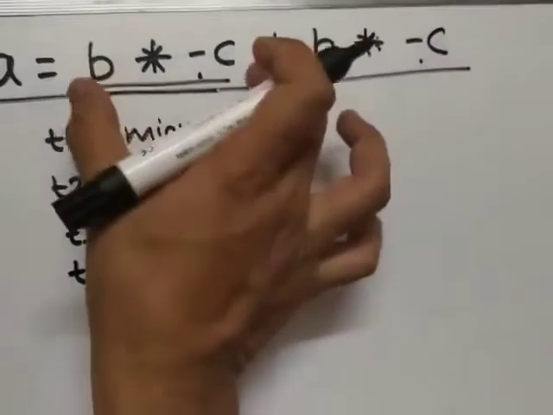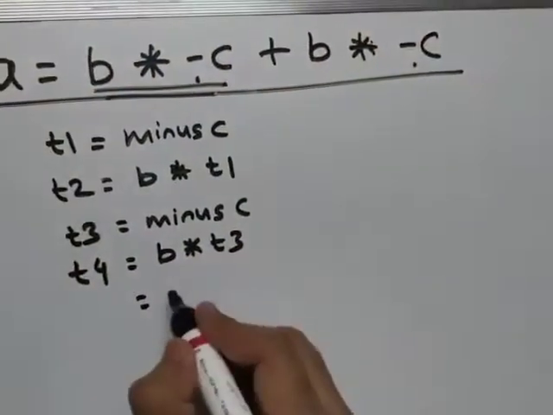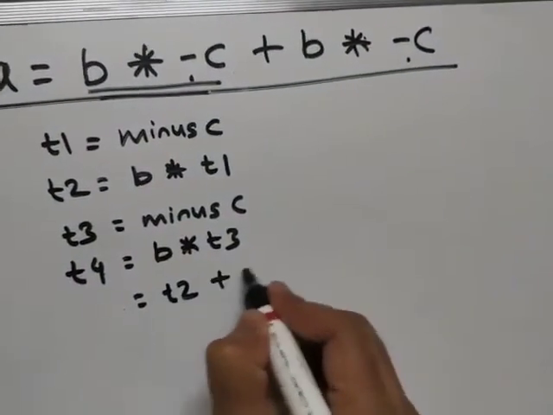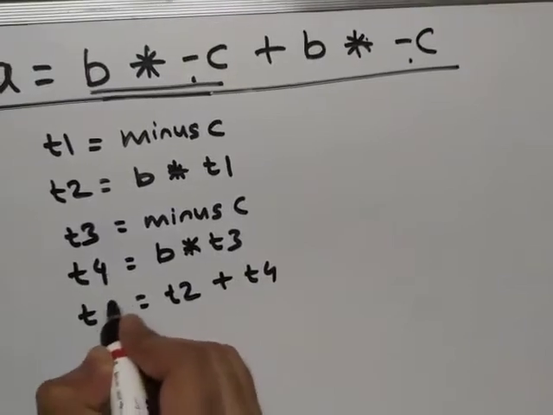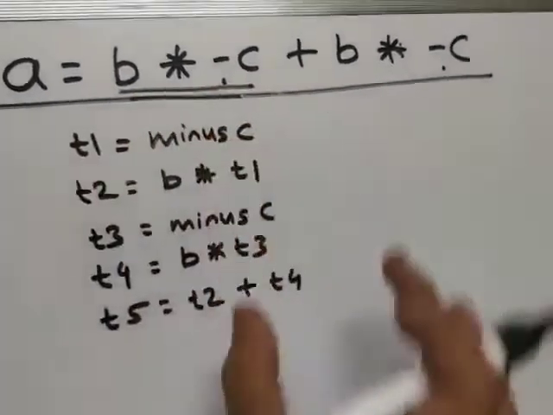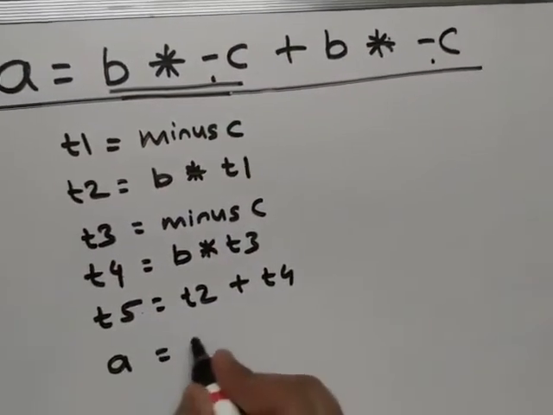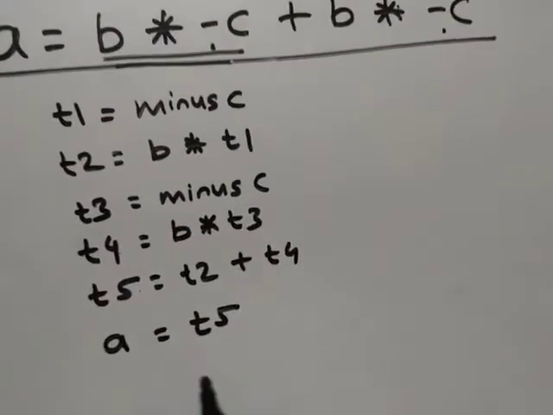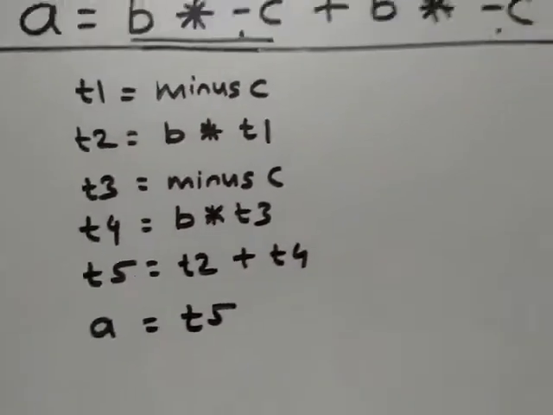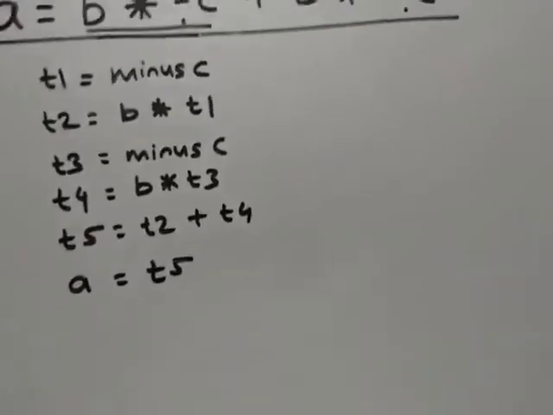Then just add part 1 and part 2. So we will be adding t2 with t4 and assigning it to t5, and finally the entire result will be assigned to a. So a equals t5. In this way we have created the 3 address code for the given expression.